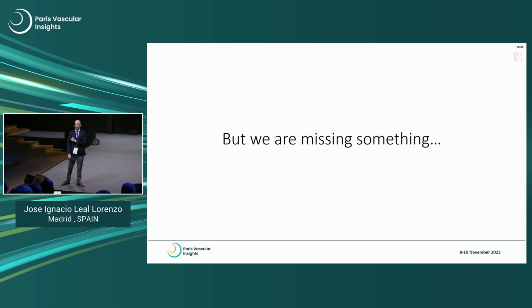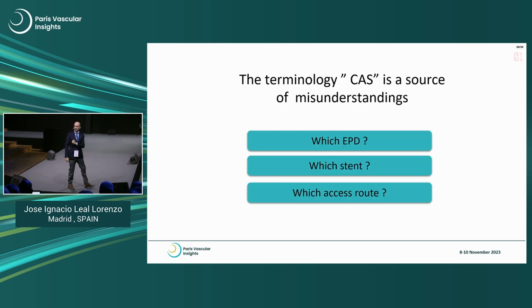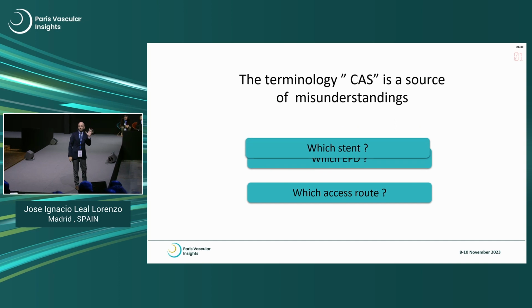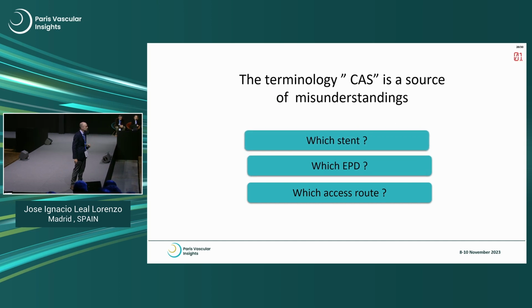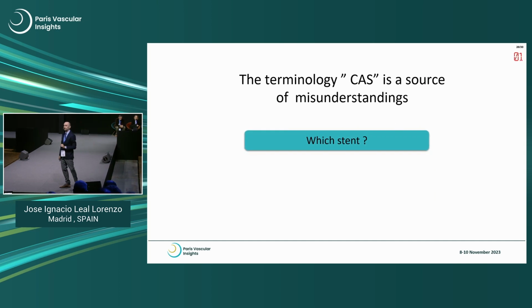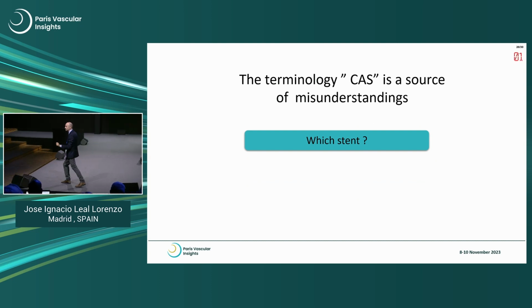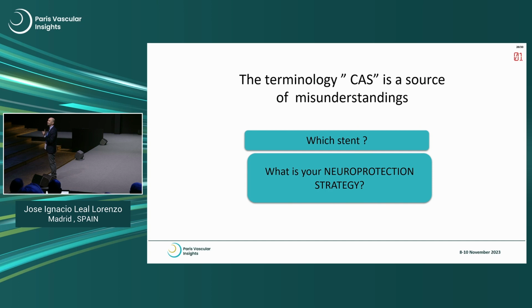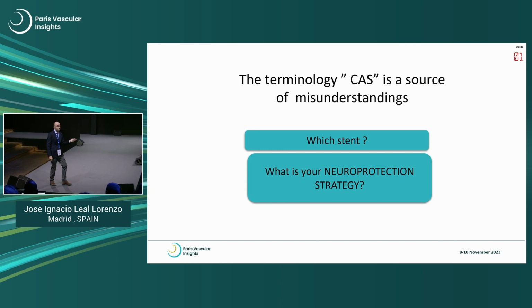But we are missing something. As I told you, maybe we could place the stent design in the first row, but it's not just this that counts in your success. One minute left. It's your neuroprotection strategy, which includes your access and your neuroprotection device.